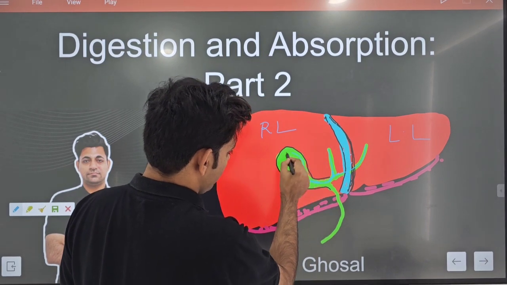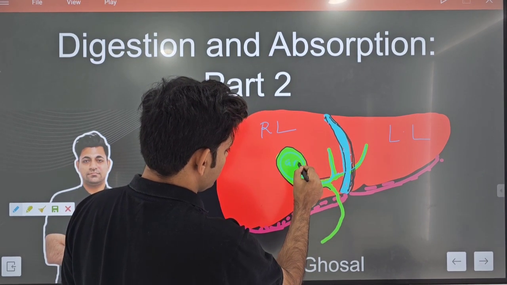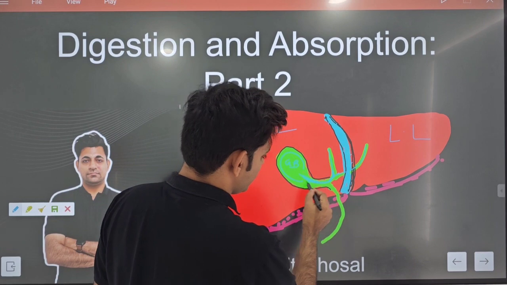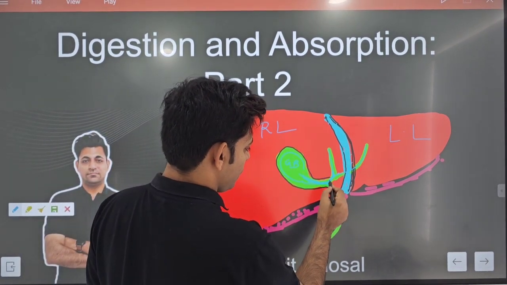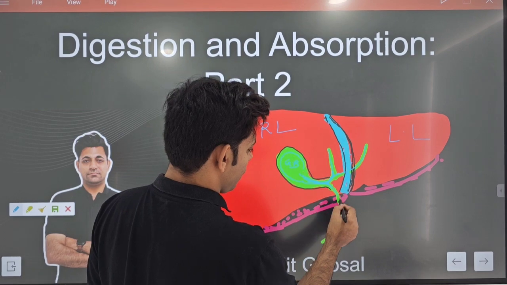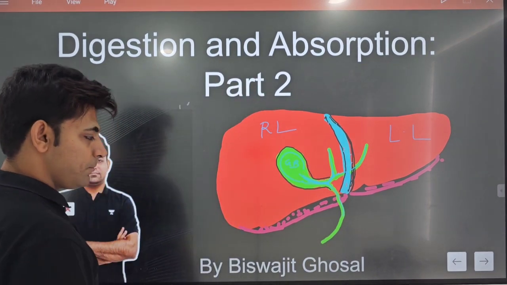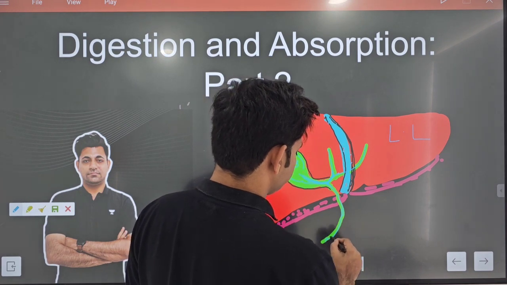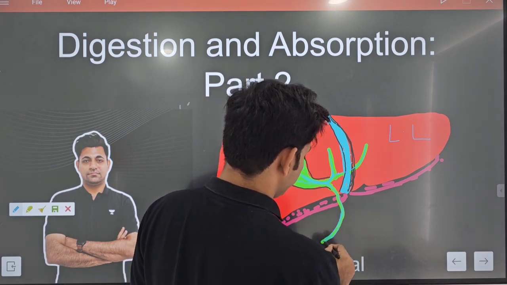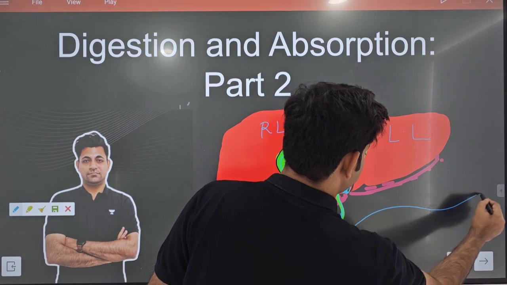The common hepatic duct meets the cystic duct. This is the gallbladder, GB. The duct coming from the gallbladder is the cystic duct. The cystic duct and common hepatic duct join together to form the common bile duct. Now this common bile duct will join again, with the pancreatic duct.